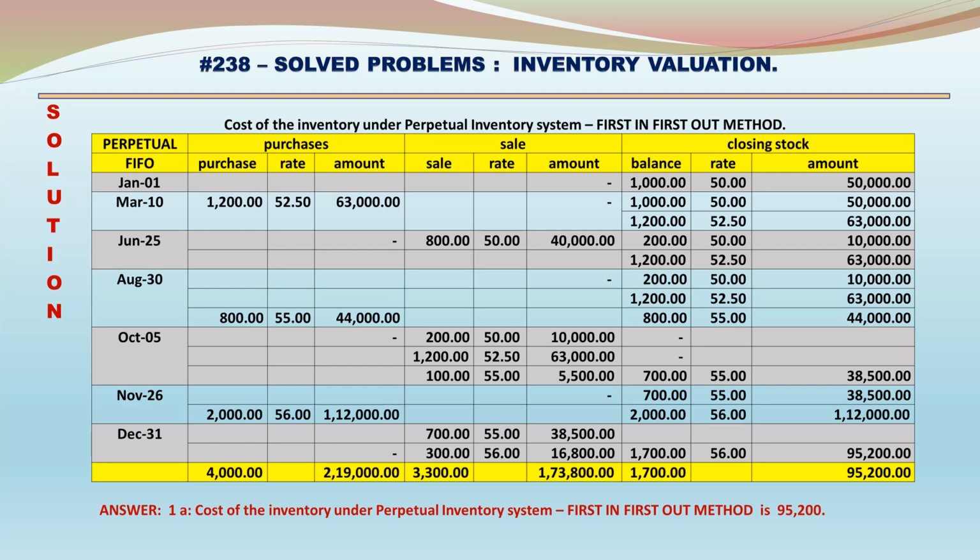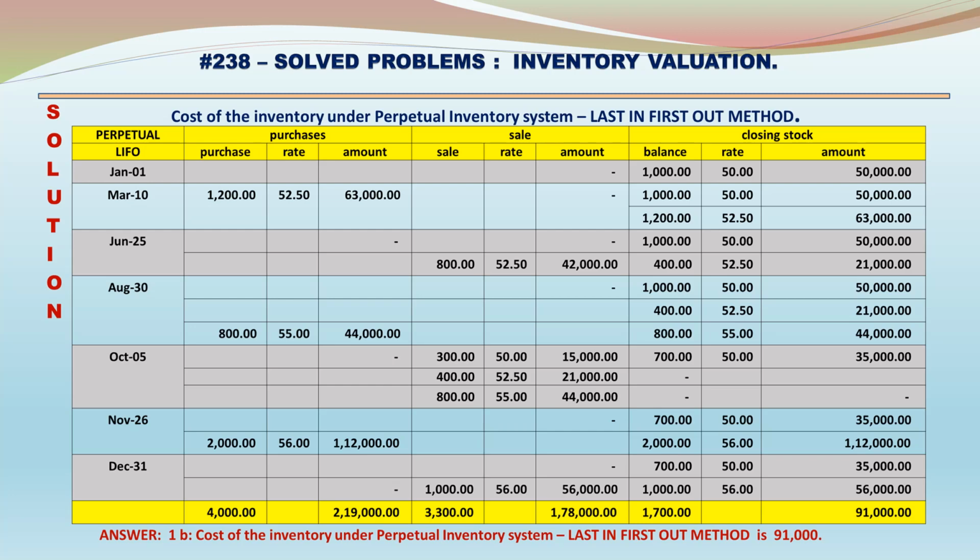Answer 1A. Cost of the inventory under perpetual inventory system first in, first out method is 95,200. Cost of the inventory under perpetual inventory system last in, first out method.